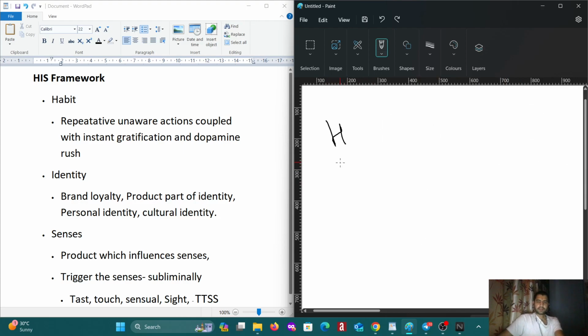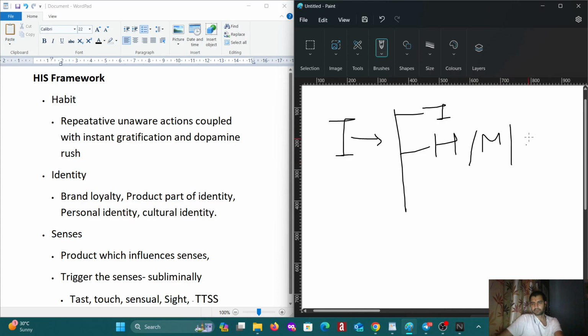Then comes the identity. Identity is nothing but what you hold. So I may be an Indian, I may be a Hindu or Muslim, or let's say Jew or Buddhist, or things like that. Then I may be a fan of Mumbai Indians, let's say, or RCB. Hope it does well this year.